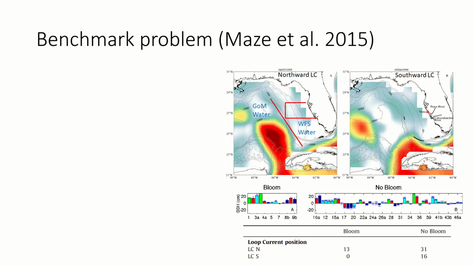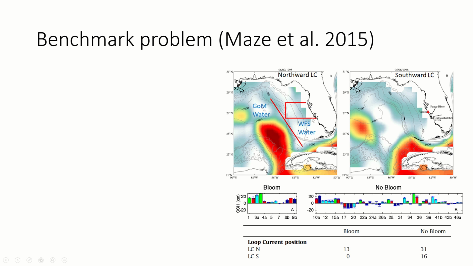Okay, so this benchmark problem of May 2015 is kind of simple. This is the loop current occurring in the northward position. Here is a northward loop current, and this is a southward loop current. This red line just shows the continental shelves. This is our study area, where we are observing the occurrence or non-occurrence of Karenia brevis plume.